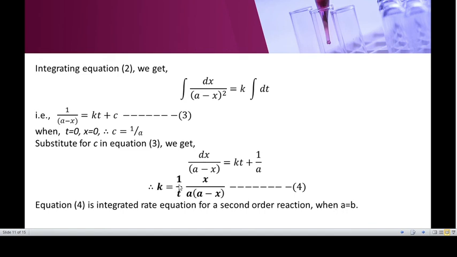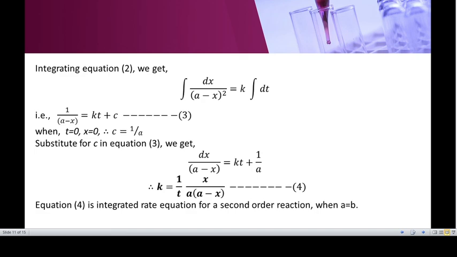So k is equal to 1 divided by t into x divided by a into (a minus x) is the expression for reaction rate constant of second order reaction when two reactants are same, that is a is equal to b. So dear students, let us stop here and hope you understood all the things which I have discussed till now. And now let us look at a few references.